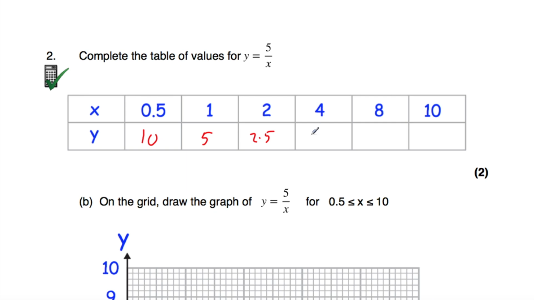5 divided by 4 is equal to 1.25. 5 divided by 8 is equal to 0.625. And 5 divided by 10 is equal to 0.5. So we've completed our table of values. Now we need to plot these.